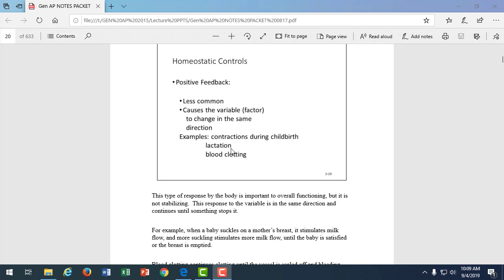Keep secreting milk from the milk glands until baby is done nursing. So milk release causes oxytocin, which causes more milk release, which causes more oxytocin as baby suckles, allowing the baby to eat. Blood clotting: keep adding more platelets to the broken blood vessel until bleeding stops. So those are examples of positive. Be able to know the 3 specific examples of positive feedback, and everything else is negative. So that kind of helps. It's less common.